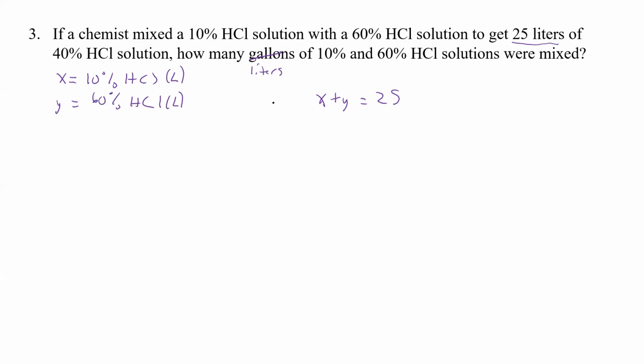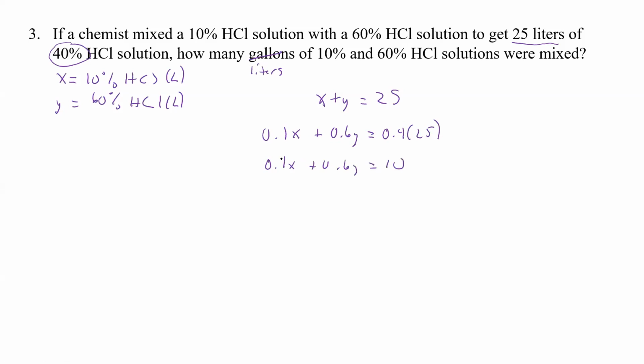Now we have to find the concentrations. So what is the X concentration? And we have to put this in decimal form. So that's going to be 0.1 times X plus 0.6 times Y equals, now our total solution was 40%, so it's going to be 0.4 times 25. Okay. All right, the only thing we really have to do here is multiply. So 4 times 25 is 100. If we move the decimal place, we just get a 10. And so this becomes 0.1x plus 0.6y equals 10.